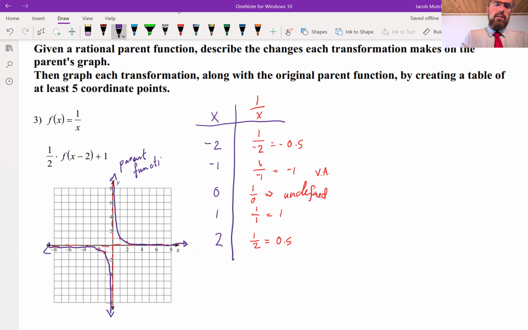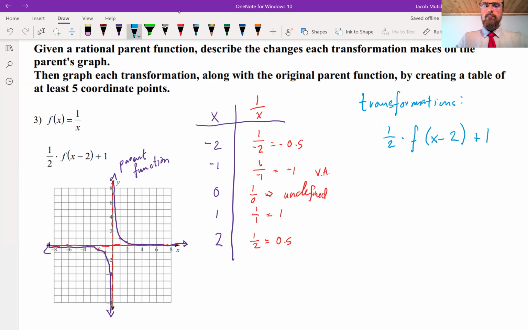So what I want to do next, now that I have the graph of the parent function in view, is describe the changes that I see have been made to the parent function's equation. So my transformations are given by the rule 1/2 times f at x -2 plus 1. One thing I could do is apply these 3 transformations to the actual equation of the parent. So I want to do that. We're going to call this g of x.